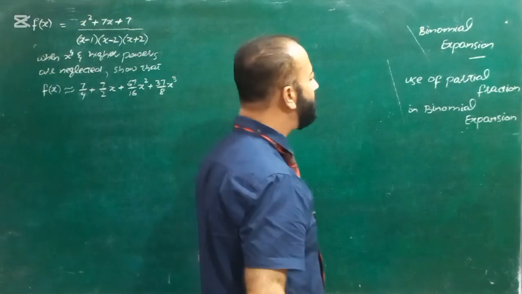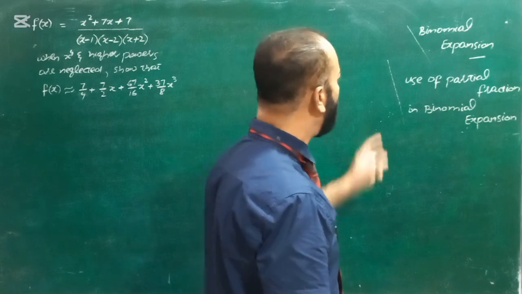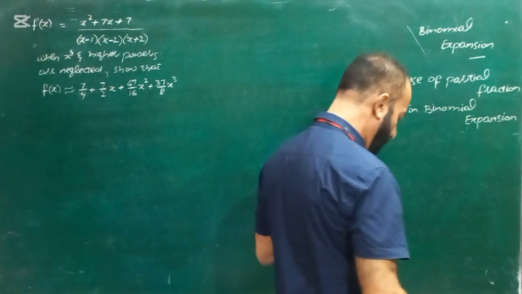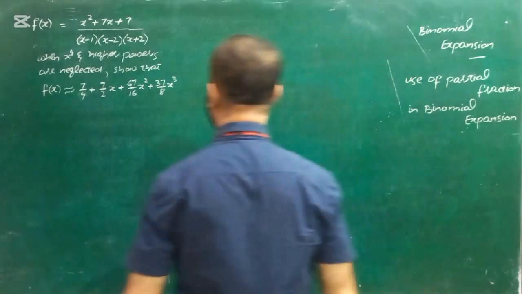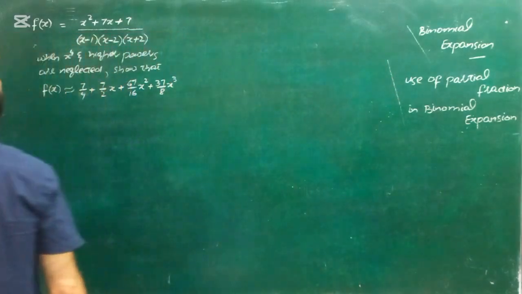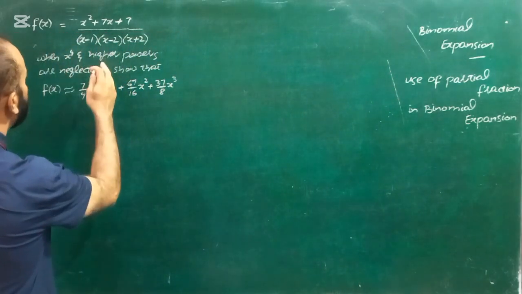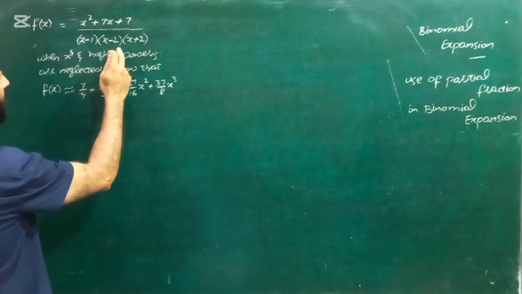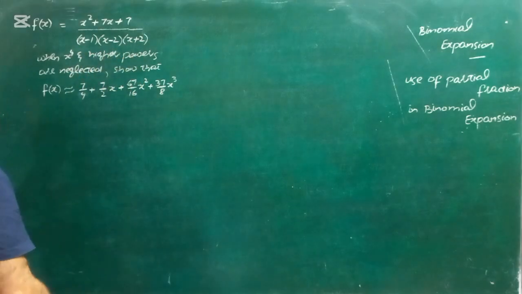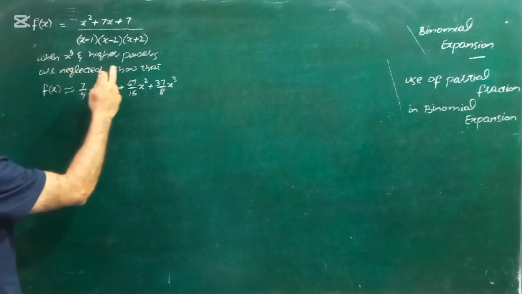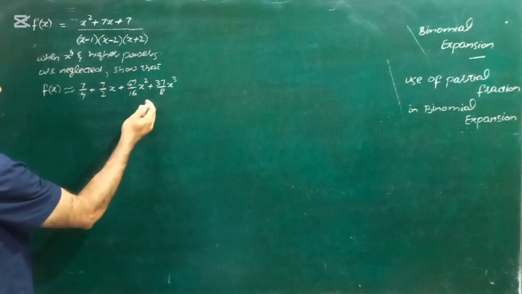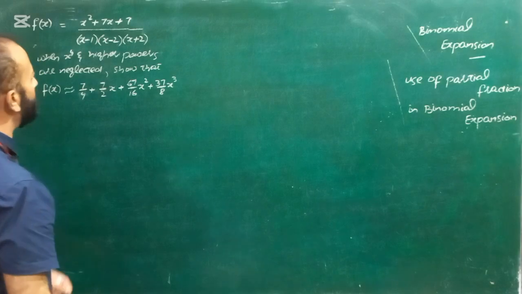The next thing that we are going to read in the binomial expansion is the use of partial fractions in binomial expansion. So here is a question. You may see f of x is equal to x squared plus 7x plus 7 over x minus 1 into x minus 2 into x plus 2. When x to the power 4 and higher powers of x are neglected, show that. So this is the thing which is to be proved.